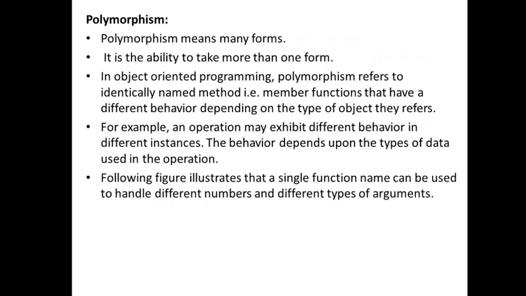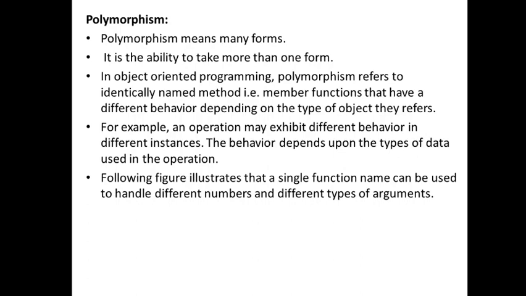Polymorphism. Polymorphism means many forms. You can say it is the ability to take more than one form. What does it mean? If I take one draw function, the draw function is able to draw a circle, a rectangle, a polygon. That means there is one function draw, but it is drawing many forms. So this is called polymorphism.